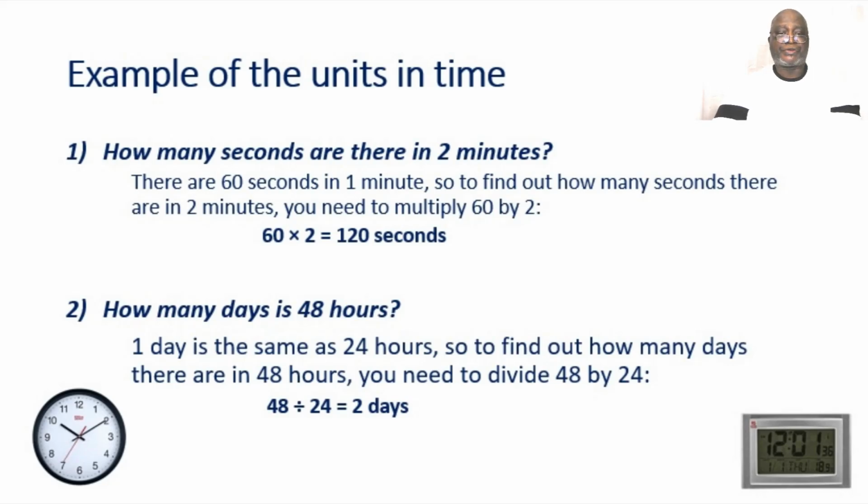How many days are there in 48 hours? 1 day is the same as 24 hours. So, to find out how many days there are in 48 hours, you need to divide 48 by 24. And that will give us 2 days. Now you begin to see how we can apply the relationship of different time units.